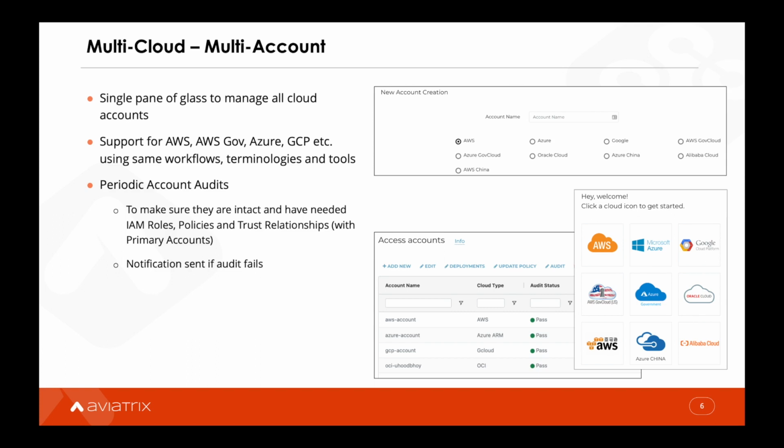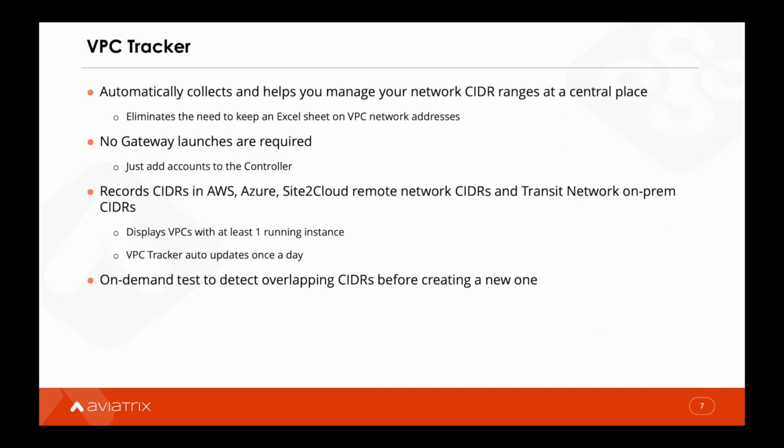So the controller serves as a single pane of glass for all your cloud resources, regardless of how many cloud accounts you have. You can perform periodic audits to ensure that the privileges needed by the controller to access those accounts are in check. And if they're off, then we notify you. The VPC tracker tool is extremely useful for when you're managing environments in several accounts in multiple clouds. Because sometimes when you're managing those VPCs or VNets or VCNs, you lose track of all the CIDRs and subnets that you're using.